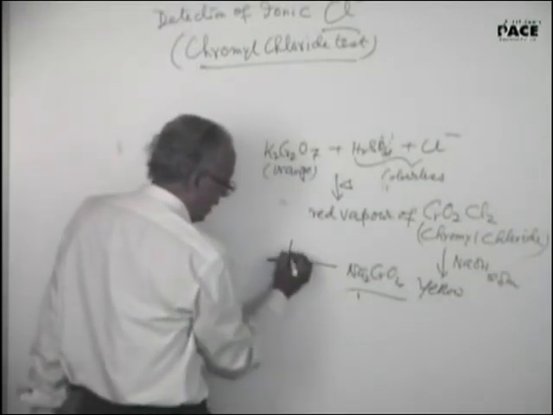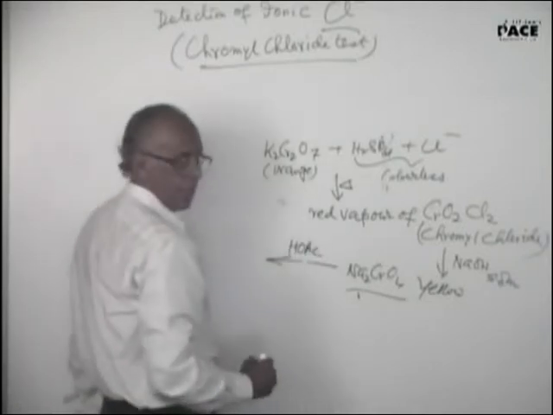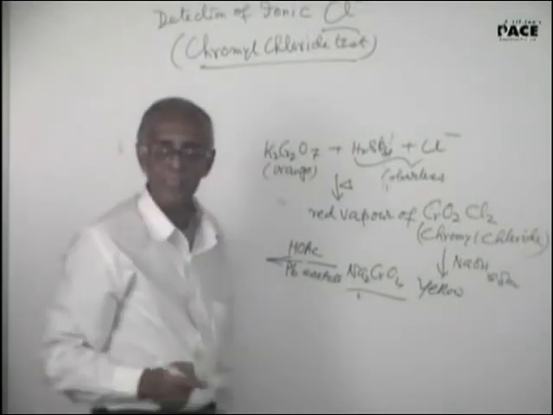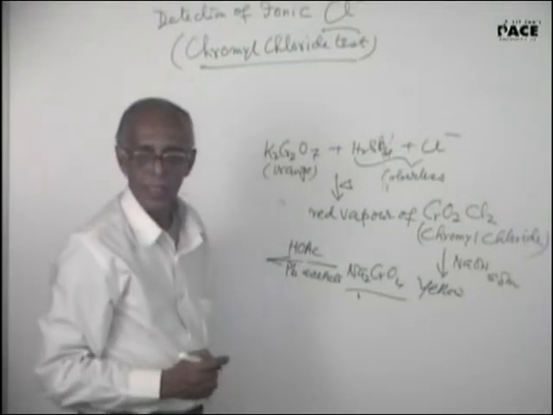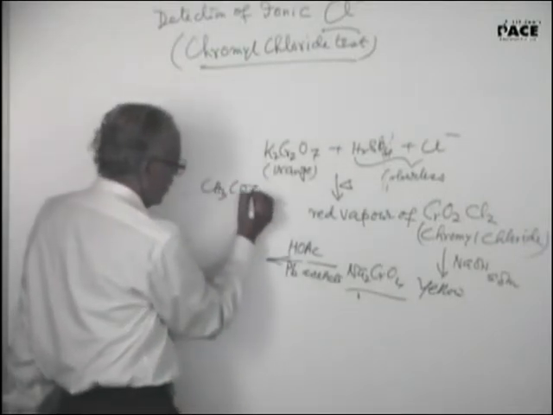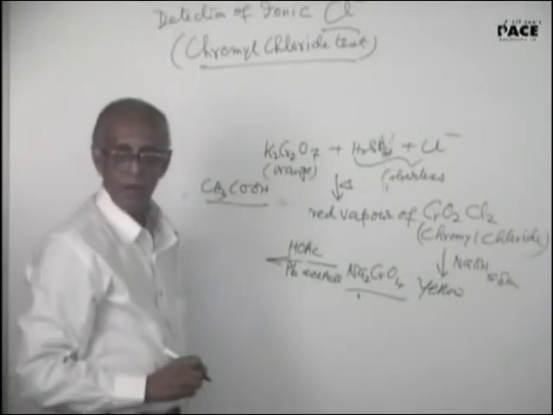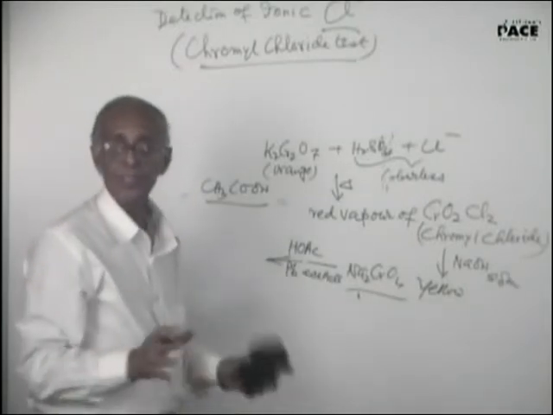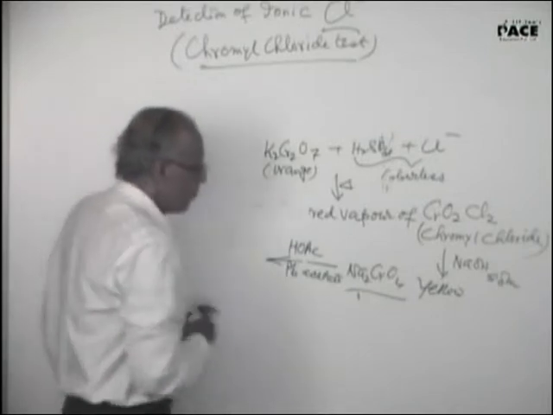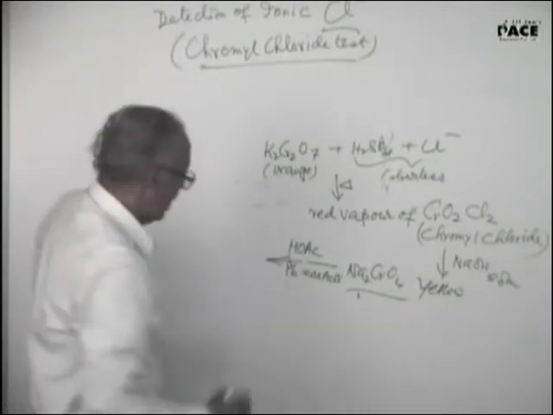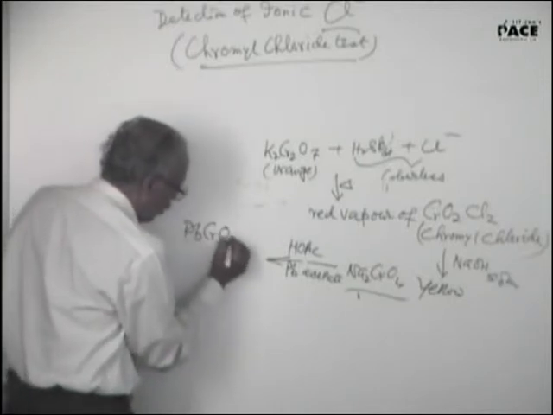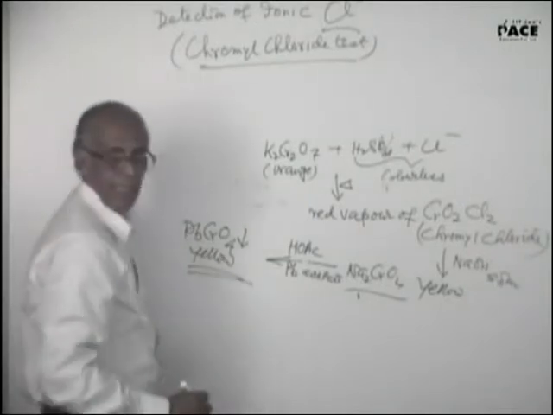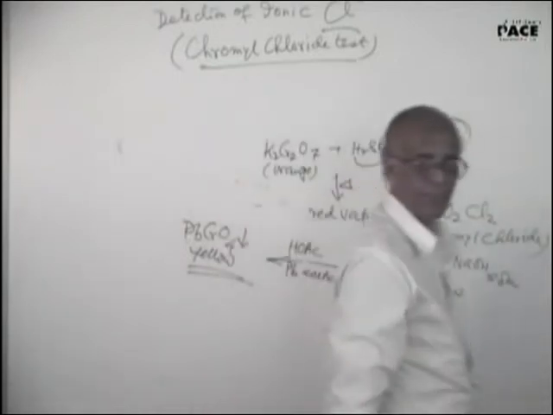When I acidify with acetic acid and I add lead acetate, you know the formula of acetic acid? Okay? It ionizes in the form of HOAc. Ac means the CH3CO group. Okay. So when I add acetic acid and lead acetate, I get lead chromate precipitate, a yellow precipitate. That confirms the presence of chloride ion.